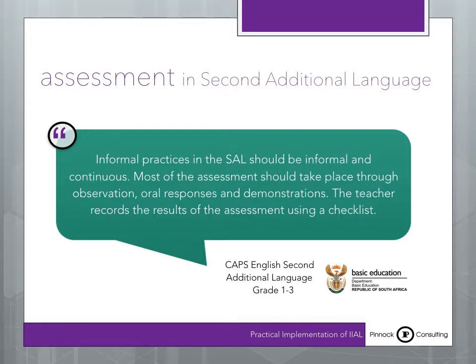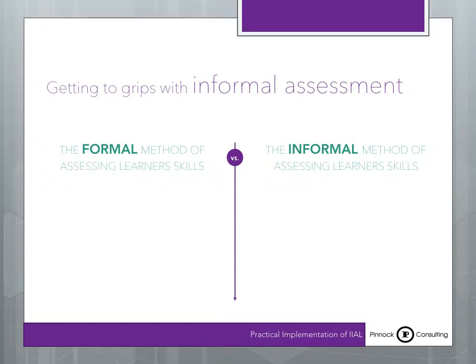Now this extract we're going to elaborate on in this unit, and we're going to keep coming back to this in future units as well, as it's an important concept when it comes to a second additional language. So before we move on, let's quickly just touch on the differences between formal and informal assessment. Formal assessment is used for overall achievement, for the progression and promotion marks to get a learner to the next grade, while informal assessment is used to monitor and enhance learners' progress.